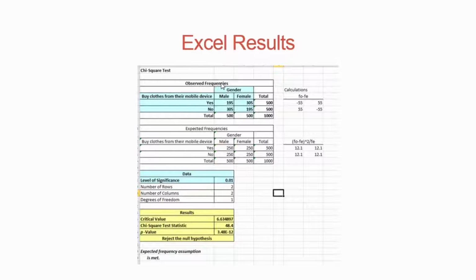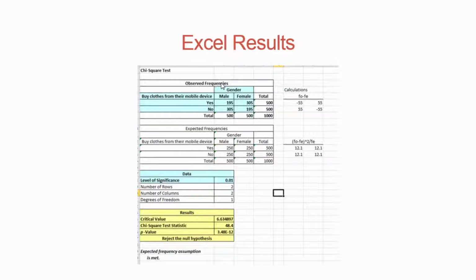Level of significance, 0.01. Problem gave me that. Number of rows and columns, 2 rows this way, 2 columns this way. Remember, a southern mansion has columns and they run up and down. That's how I remember. These are columns, these are rows. So 2 times 2 is going to be 4. And I take rows minus 1 times columns minus 1. So that gives me 1 degree of freedom.